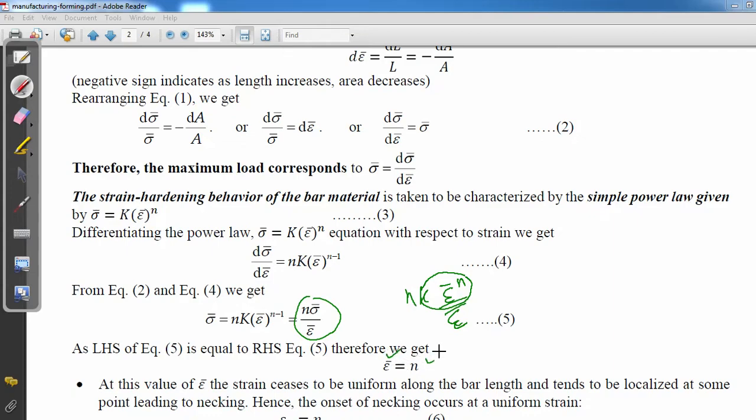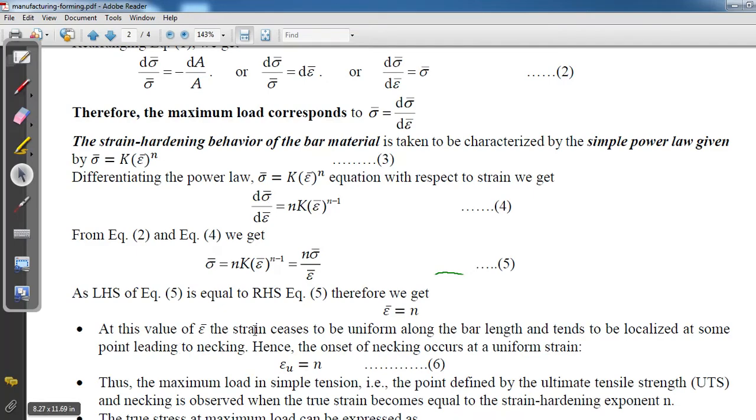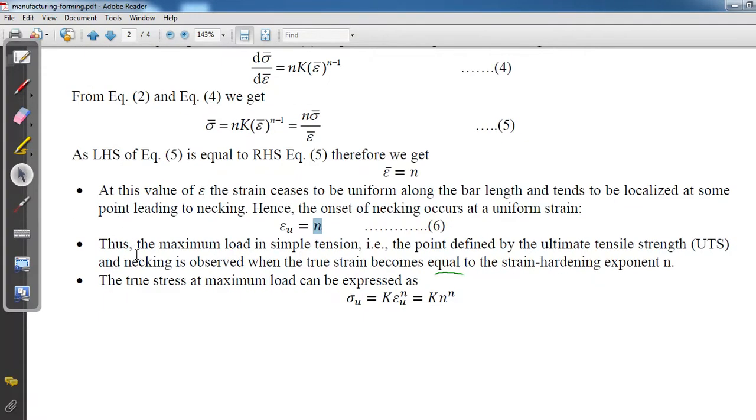This is a very important relation at the maximum load condition: epsilon bar equal to n. So we know that at this point strain ceases to be uniform, that after this point strain won't remain uniform, and tends to localize at some point, leading to necking. So onset of necking occurs at a uniform strain, when epsilon reaches the value of n, the work hardening rate. Thus maximum load in simple tension is the point defined by ultimate tensile strain, and necking is observed.